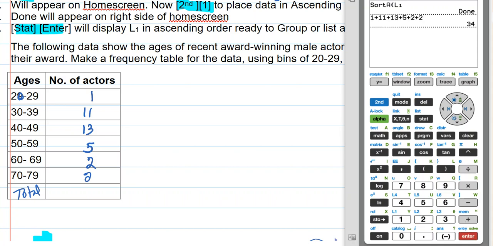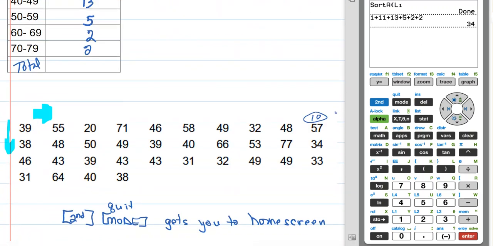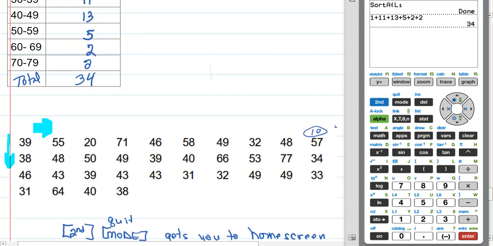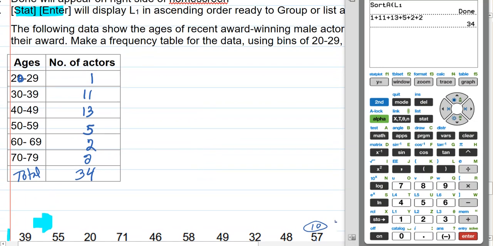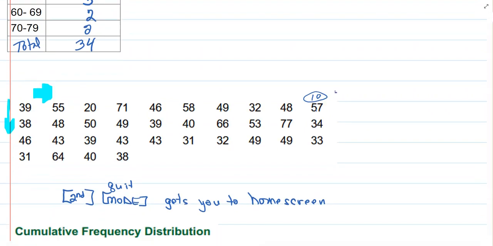So I have 34, which is what I said I had of the data, right? Yep, 34. So there is my frequency distribution. And you're saying that's a whole bunch of work, but we're going to be using it anyway. And the more practice you get at entering data, the easier it will be later on for me to instruct.